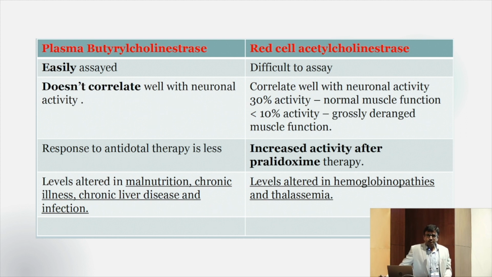But the thing to remember is plasma butyryl cholinesterase levels can be reduced with infection, malnutrition, and all the things we see, and the inflammation we see in the ICU as well. Whereas red cell cholinesterase is not just for diagnosis; as the patients get better, the levels also go up. So you can use it to monitor the response to treatment as well.